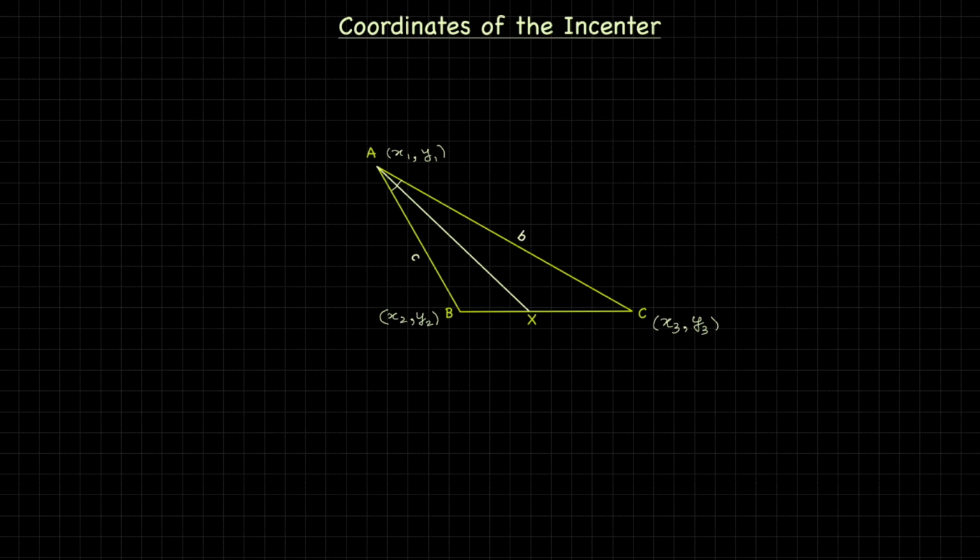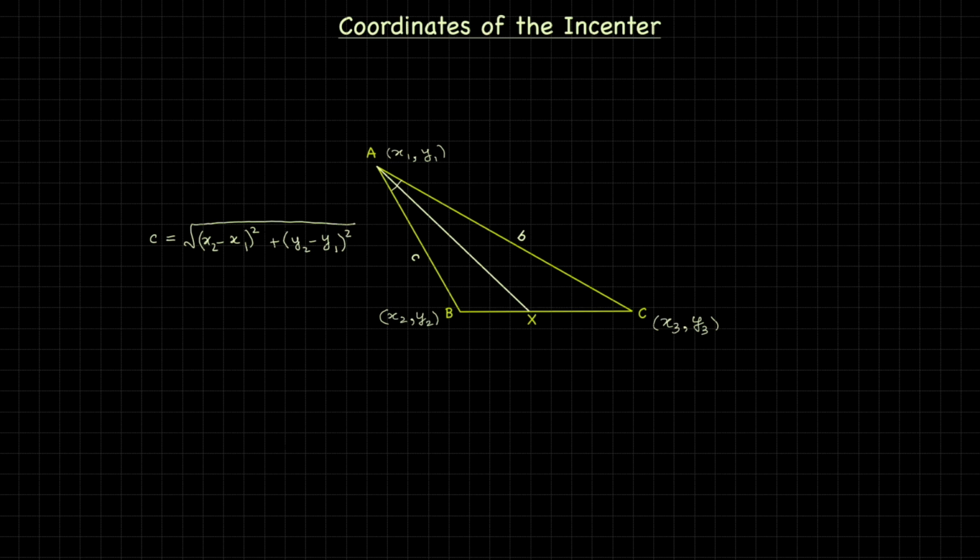The side opposite vertex B is of length lowercase b. The side opposite vertex C is of length lowercase c. Lowercase b and c can be calculated from the coordinates of the vertices. For example, the length c will be the square root of (x2 minus x1) squared plus (y2 minus y1) squared. In other words, all we need to know is the coordinates of the three vertices, and using those we can calculate the side lengths. So the first step is to find the coordinates of point X.